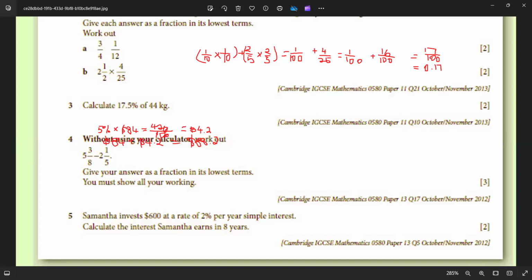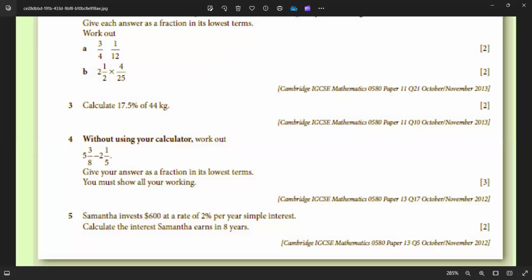Then question 8. Question 8. I borrow 4,500 from a bank at a rate of 5% per year compound interest. He paid back the money and interest at the end of 2 years. How much interest did he pay back?